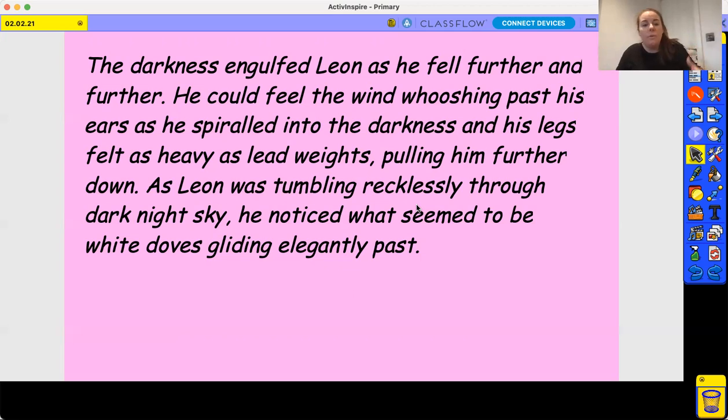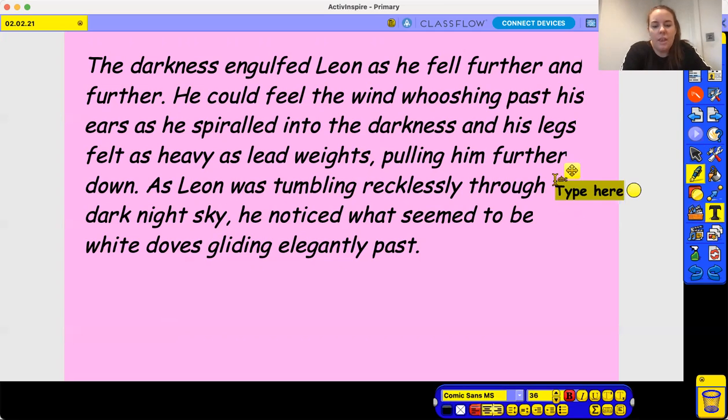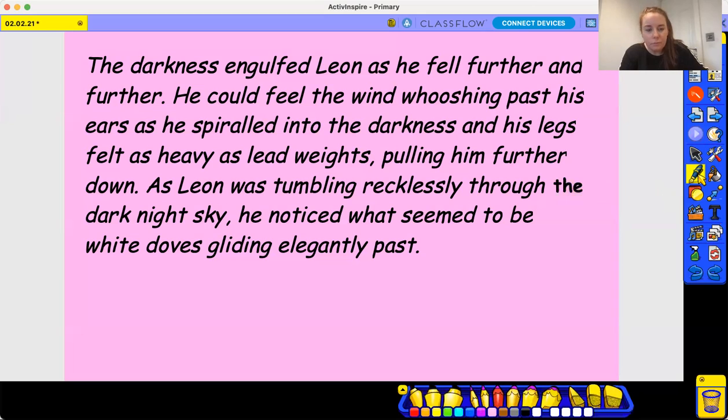He was all over the place through, oh, I've got a mistake there, through the dark night sky. I'm going to just fix that. Through the dark night sky. That's why it's really important, isn't it, Year 3 and 4, to make sure that you are checking your work. I got carried away with my writing.